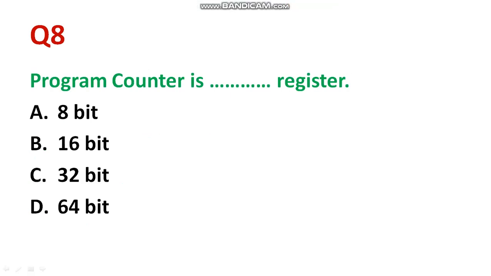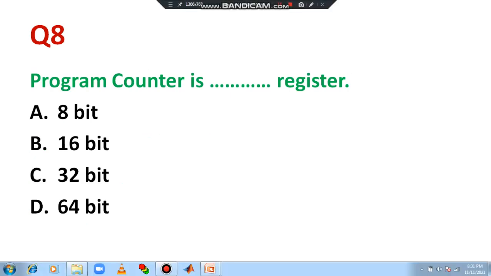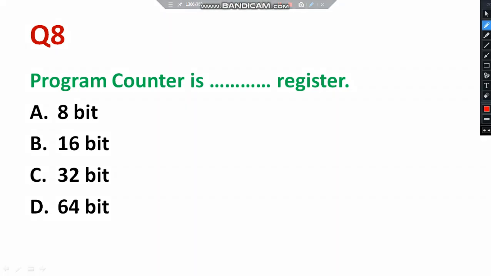So related question. Program counter is dash register. So please identify the right answer. What could be the right answer? Can you identify the right answer? Yes, I already explained this. The program counter is having 16-bit data. So 16-bit. I should select option B. Option B is the right answer.